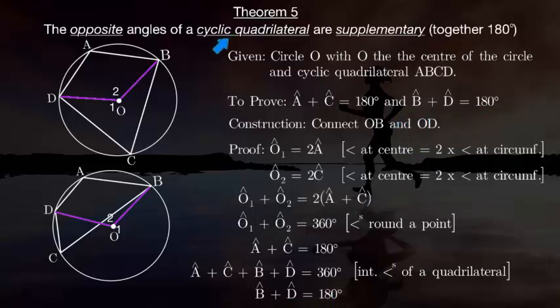Now, what do we learn from this theorem? When we are given a cyclic quadrilateral, doesn't matter what it looks like, as long as all 4 angles are on the circumference of the circle, we know that the opposite angles of a cyclic quadrilateral together is 180 degrees. So we use this as our abbreviation if we want to prove that these angles are 180 together.